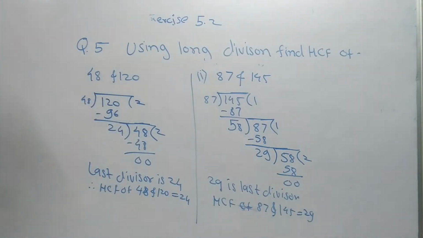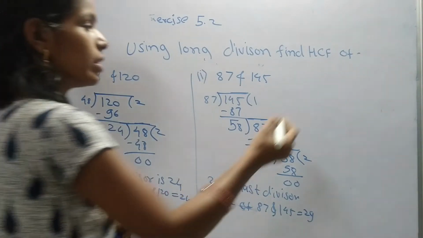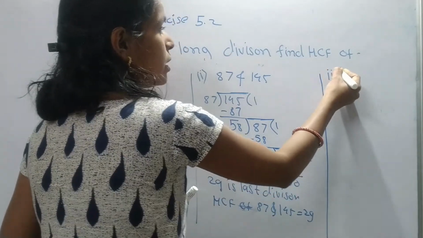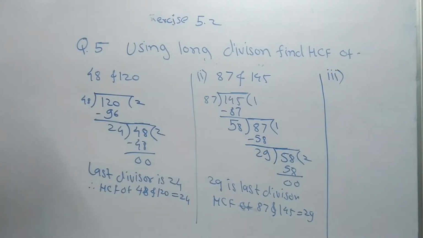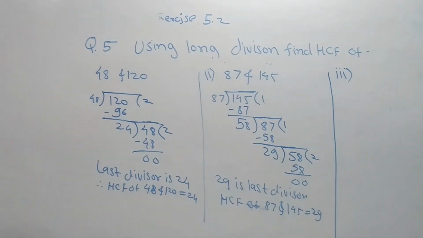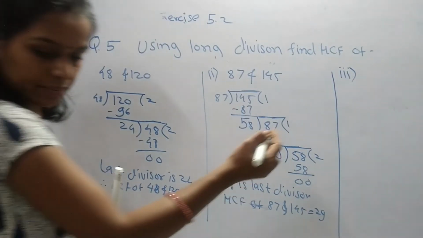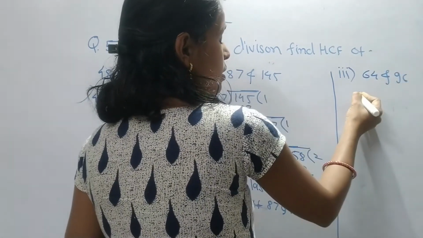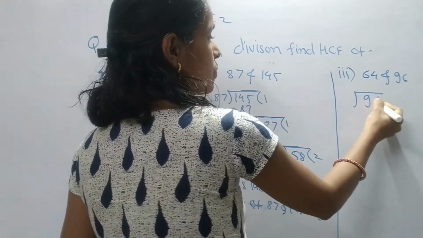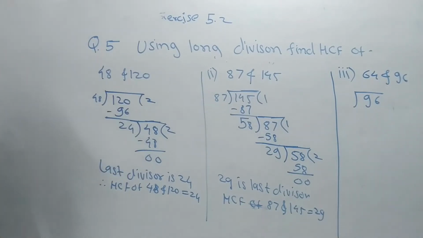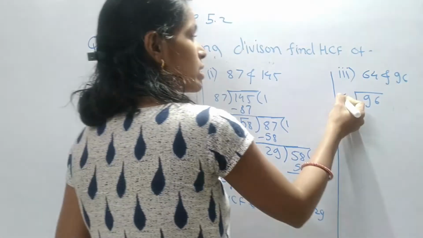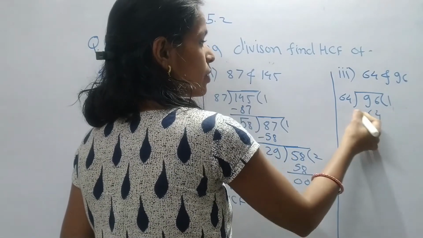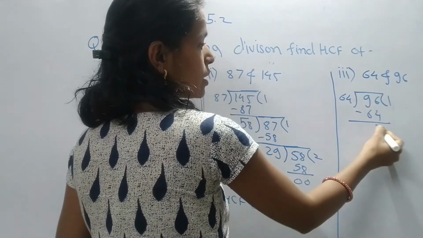Okay, let's solve one more example. Third one. In the third example, we have to find the HCF of 64 and 96. See here, 96 is bigger than 64. So divide 96 by 64. What will you get? 64 twos will be greater than 96. So 64 ones are 64, that is enough. 96 minus 64. What is the remainder?